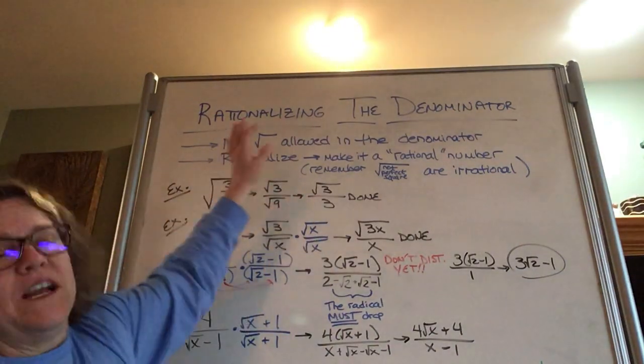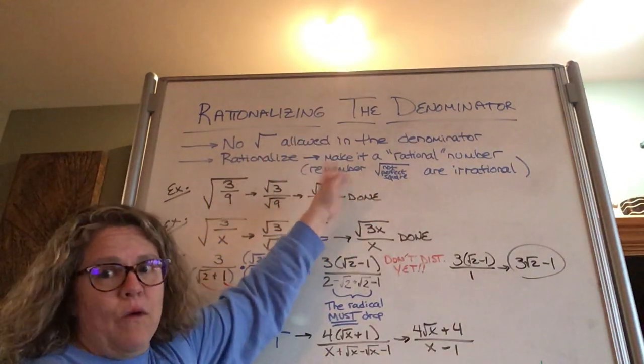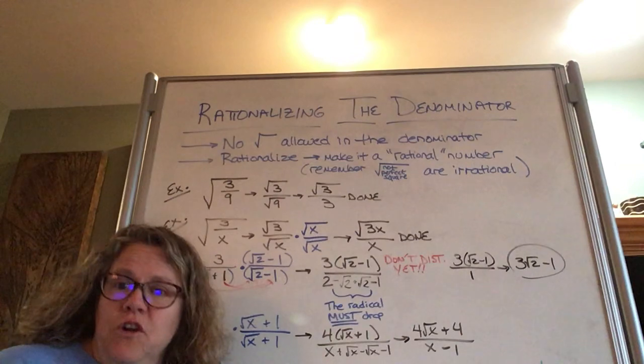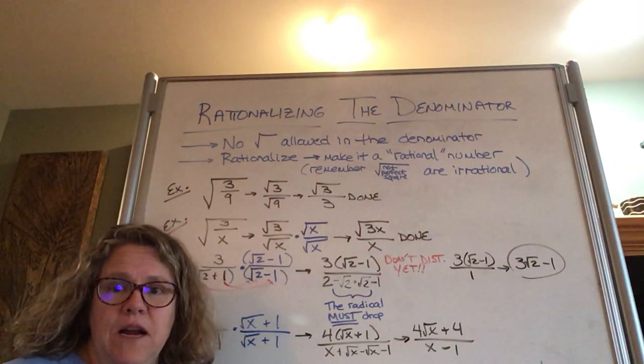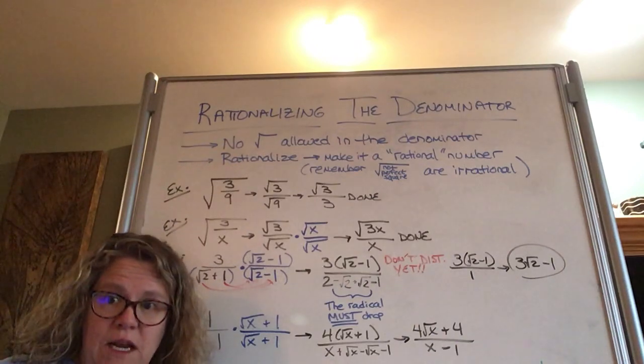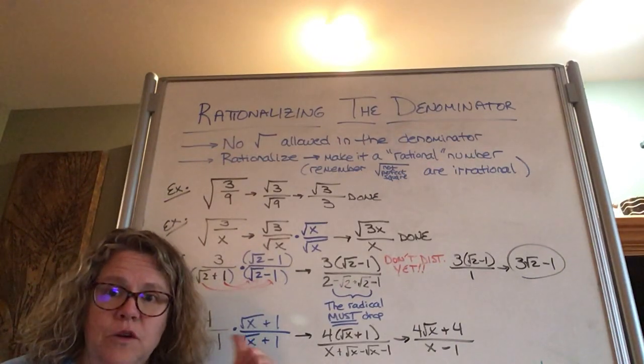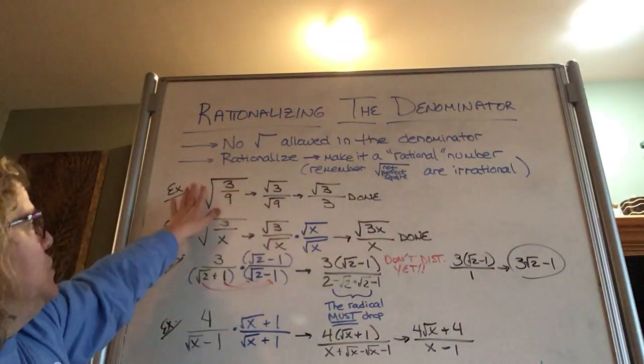So when you see rationalize the denominator, all they're saying is don't let there be any radicals in the denominator. If there is a radical in the denominator that can be executed, like it's a perfect square, go ahead and execute it. If you can't execute it, you have to get rid of it. And that's what we're going to do now. So here's our first example.